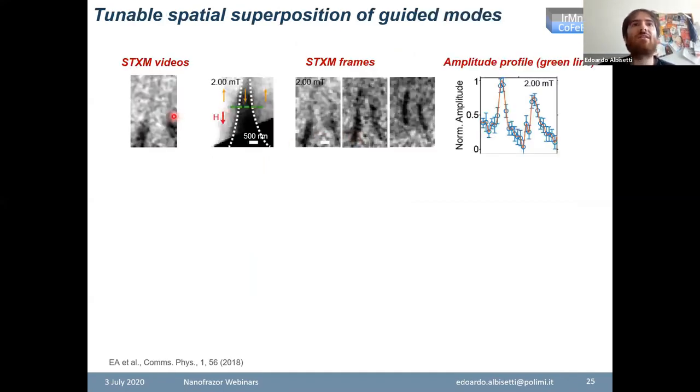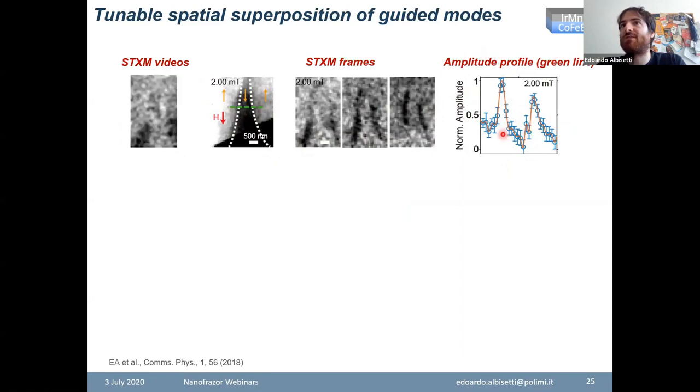We saw that when the two domain walls are separate from each other, we have two spin waves that are independent of one another because they are spatially separated, propagating here and here. And if you look at the profile of the spin wave amplitude, this is the amplitude profile along the green line, you see two peaks that correspond to the propagation of spin waves in the two domain walls.